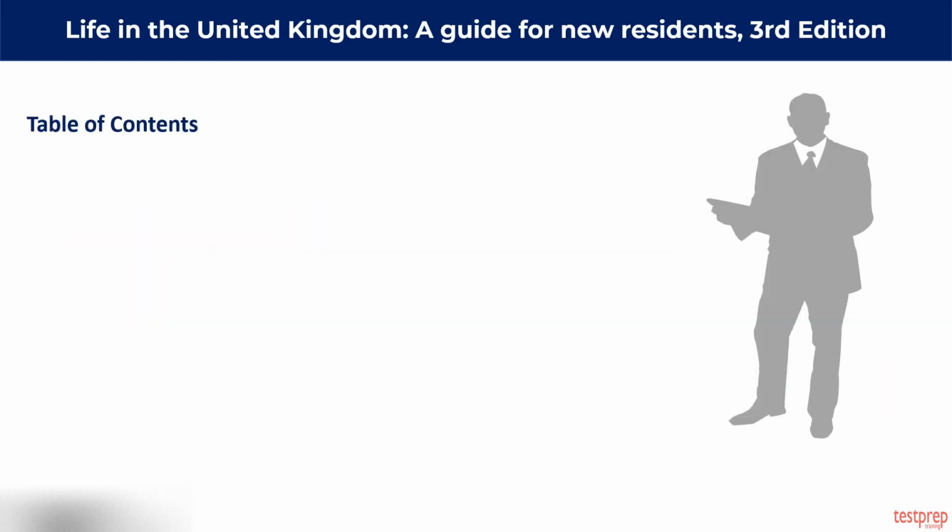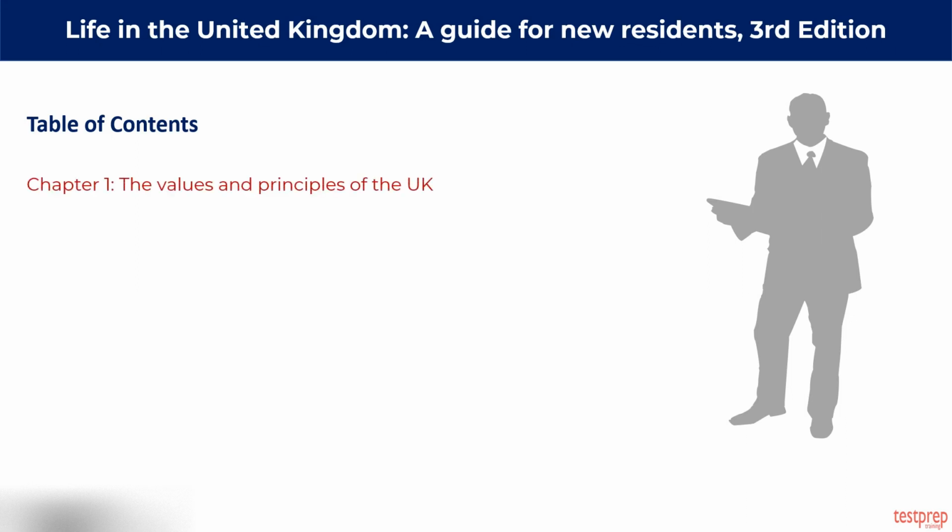Course outline. The questions are based out of Life in the UK, a guide for new residents handbook, which has 6 chapters, and covers various aspects of life in the UK, including its history, customs, traditions, political systems and laws that govern the UK. Life in the UK test covers the following topics.